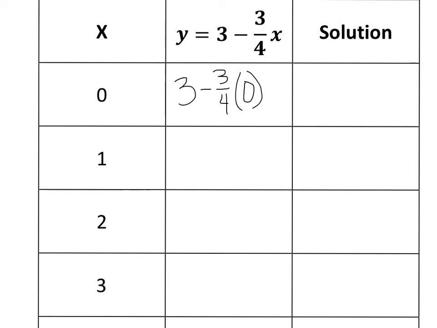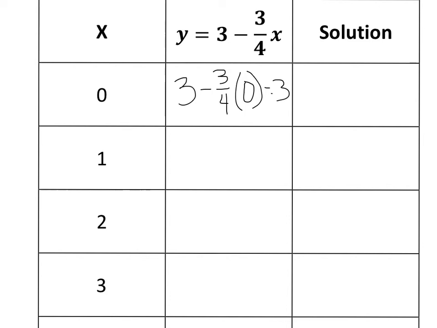Now we need to figure out what this equals. When I think about order of operations, I'm going to have to do multiplication first. What is 3/4 times 0? Just 0. 3 minus 0 gives me 3. Is 3 a whole number? It is. So it is one of my solutions that I'm going to write down.